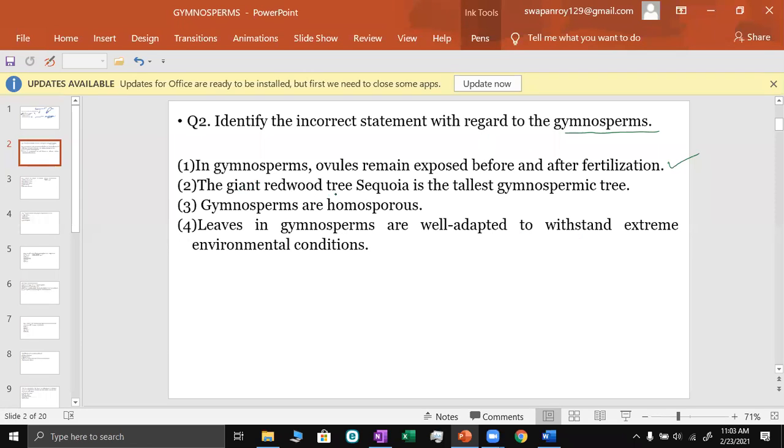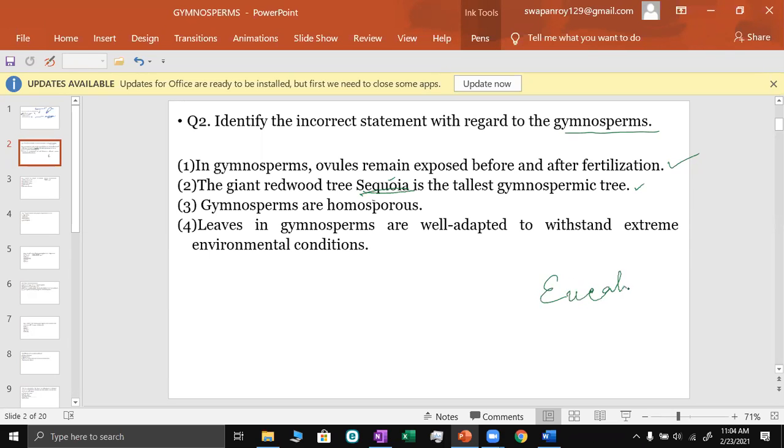And the giant redwood tree, sequoia, is the tallest gymnospermic tree. This is also correct. This sequoia is the largest tree, in the sense of the tallest tree. Among angiosperms, eucalyptus is the tallest.